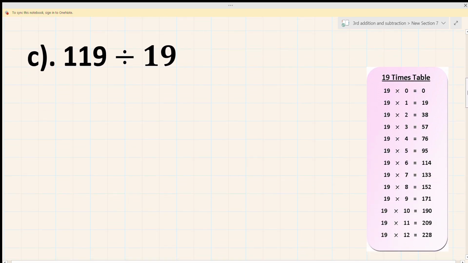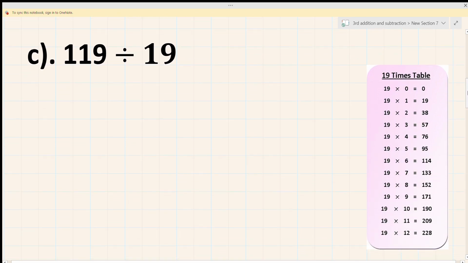Yes, look at the next question. 119 divided by 19. Arrange the numbers. Okay. Now look at the divisor. It is a 2-digit number. So we have to take 2 digits in the dividend. Okay. Now we have taken 2 digits. Look at the number. It is 11.